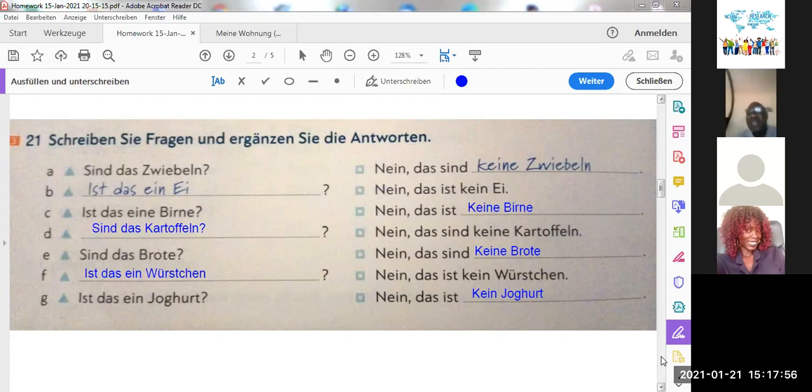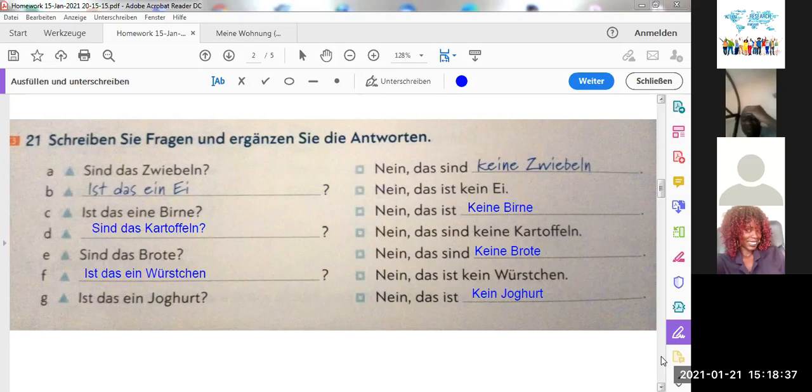Schreiben Sie Fragen und ergänzen Sie die Antworten. What does it mean in English? Means write questions and complete the words, or answer. Isn't it? Good. So schreiben, that is a verb, to write. Fragen, another verb, to ask, ask questions. Ergänzen Sie, to organize, the antworten, the answers.